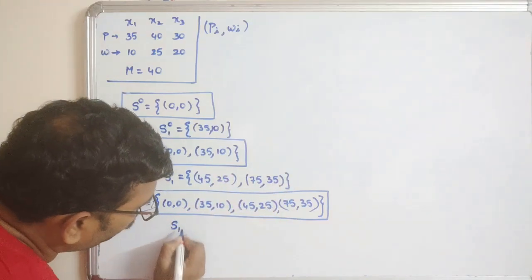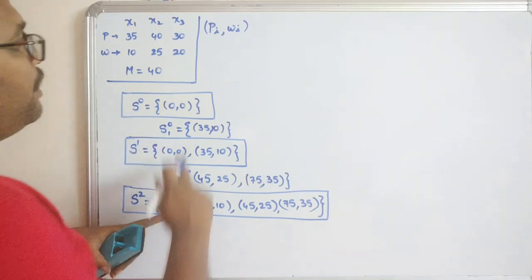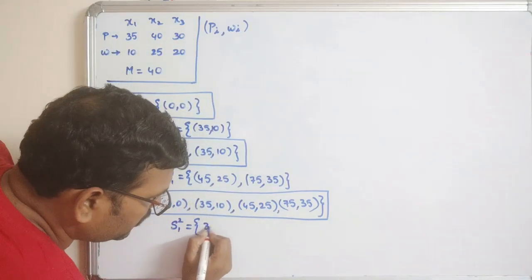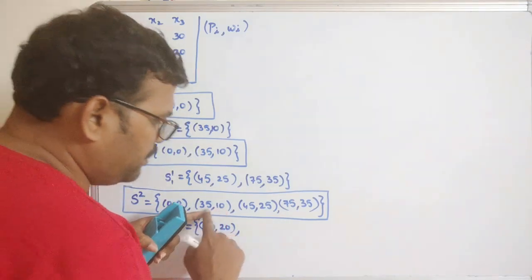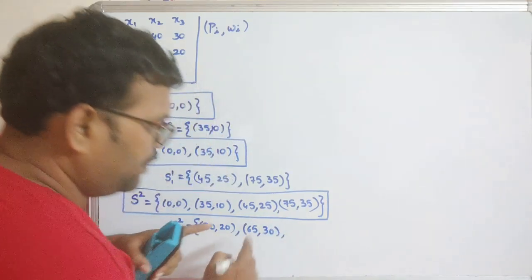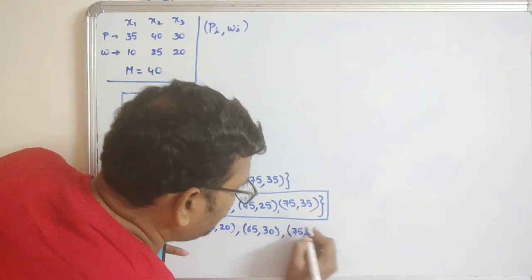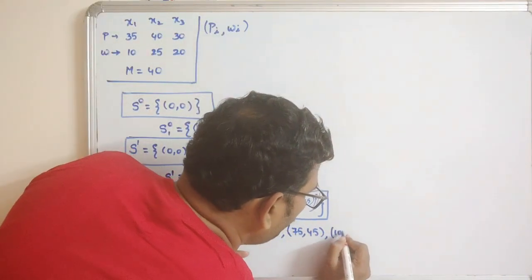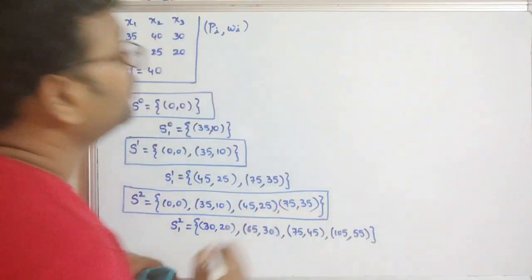So after insertion of one in sack 2. So what is the third one? 30, 20. So 30 plus 0, 20 plus 0. So 30, 20. So 65, 20 means 30. So 75, 20 means 45. 30. So 105 profit, 20. It's a 55. It's a 55.